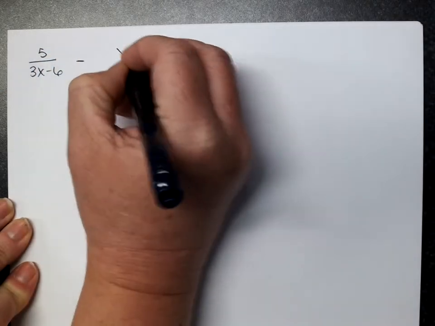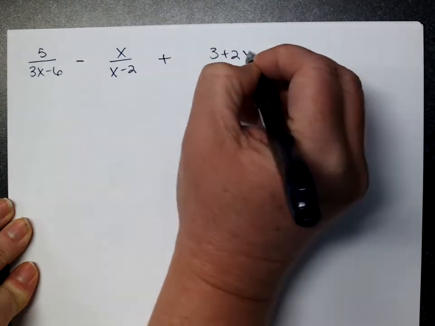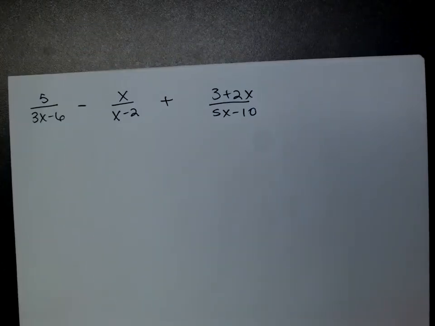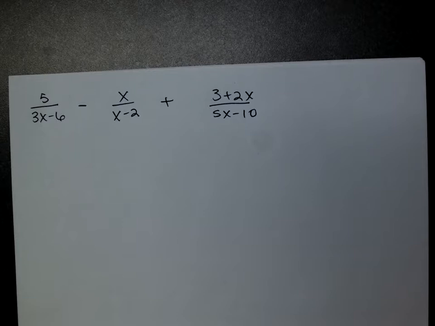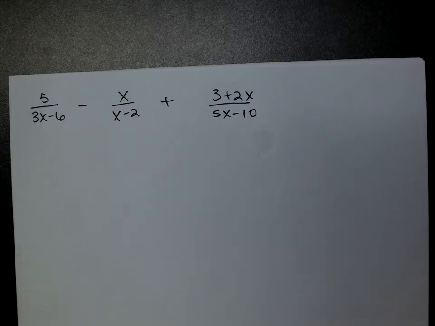Let's try 5 over 3x minus 6, minus x over x minus 2, plus 3 plus 2x over 5x minus 10. Take a breath. As I warned you at the beginning, these problems look messy and intimidating. This one actually isn't. It starts off looking big and messy and intimidating, but if you keep your organized strategy, this one is actually quite tame. Trust me on that.